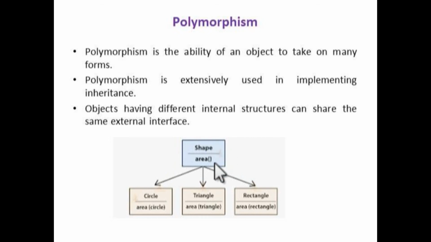Shape, the class having a method area, and three classes deriving from this class shape, that is circle, triangle and rectangle. All these three classes redefine the area method. So the same method name can be used inside this derived class, but each and every class has its own internal structure, because the area calculation formula is different for circle, triangle and rectangle.